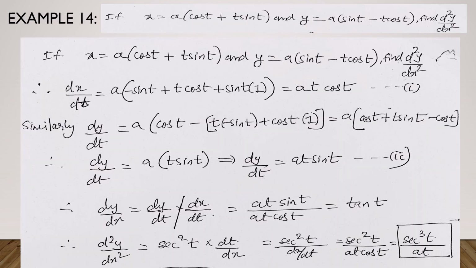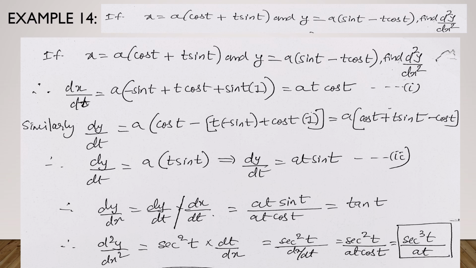Next interesting example: if x is equal to a into cos t plus t sin t and y is equal to a into sin t minus t cos t, find d square y by dx square. You have to find the second order derivative of y with respect to x. Now remember this example, in this we first find the first order derivative, and it is of the type where x and y are again functions of some other variable t. So we have seen this previously using the chain rule.